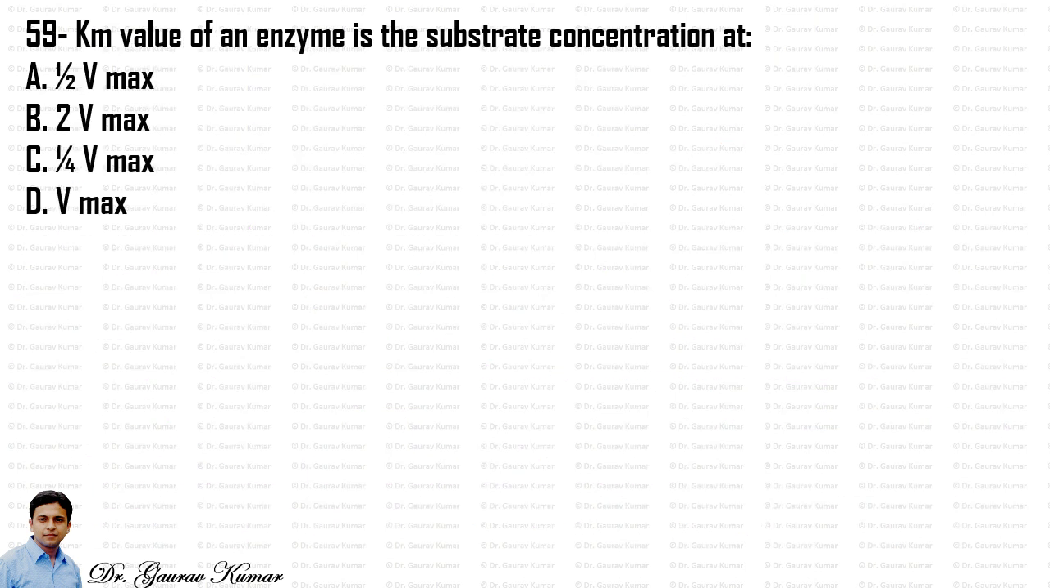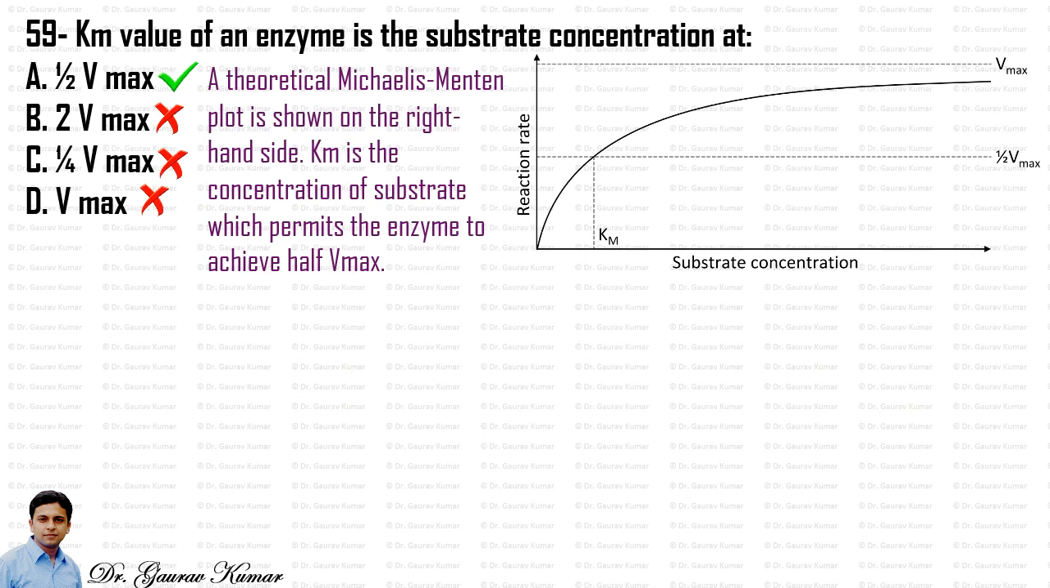Next question, Km value of an enzyme is the substrate concentration at, we know the answer, it is half Vmax. You can see a theoretical Michaelis-Menten plot is shown on the right hand side. Km is the concentration of the substrate which permits the enzyme to achieve half Vmax.